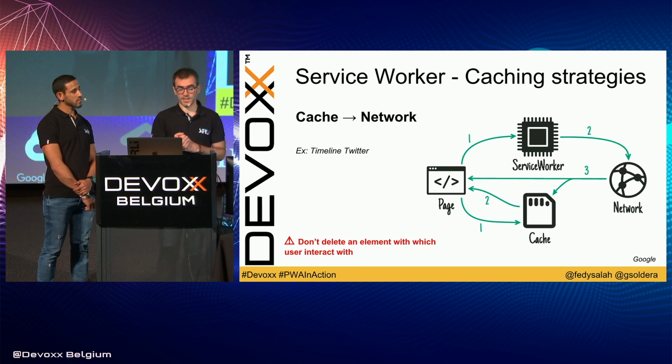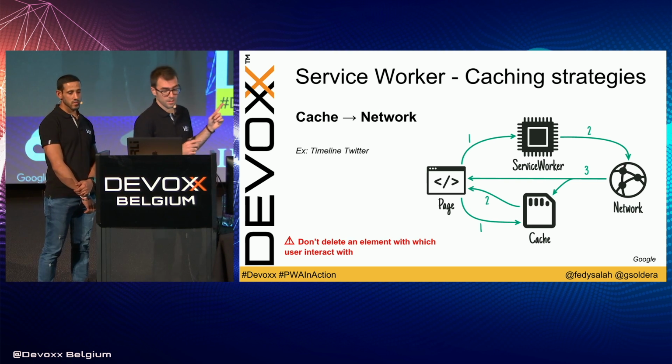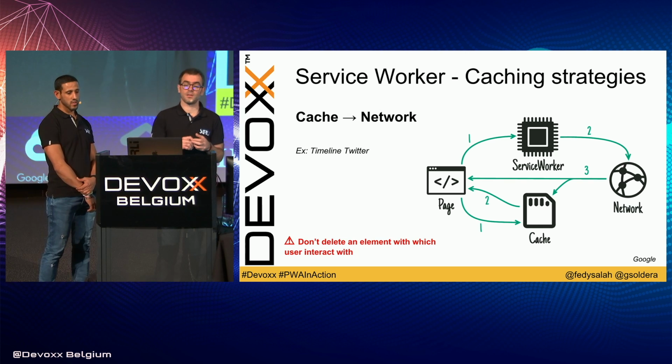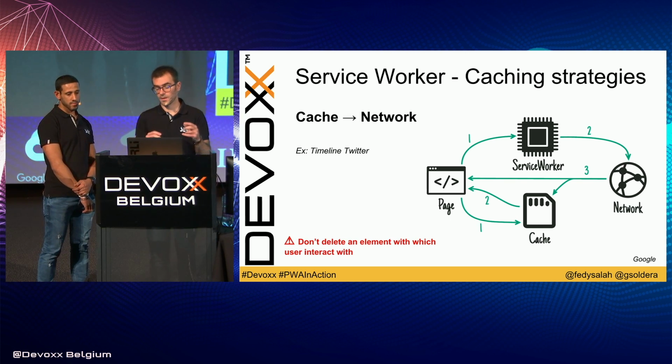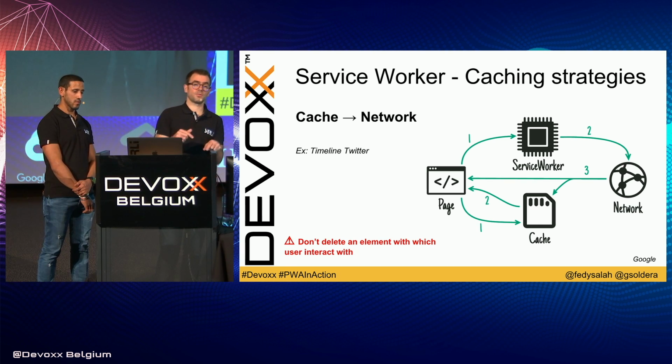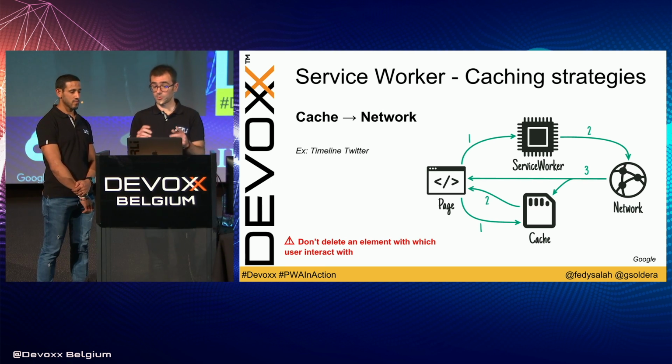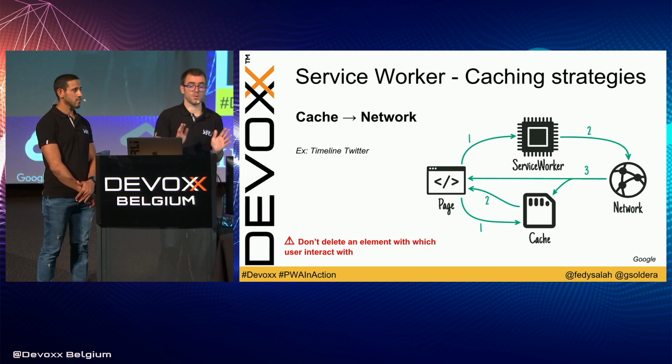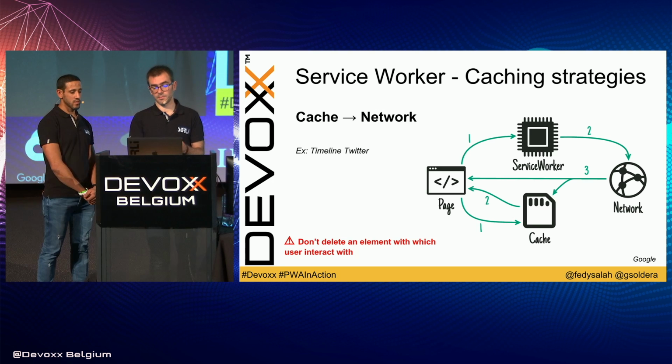The cache then network strategy is almost the same as the previous, except it's the page itself that requests the cache, and does the real request over the network at the same time. In this strategy, the network response is put into the cache, but it's sent to the page too. It's, for example, the Twitter strategy to display new tweets available. With these strategies, be careful, don't delete an element with which a user interacted.